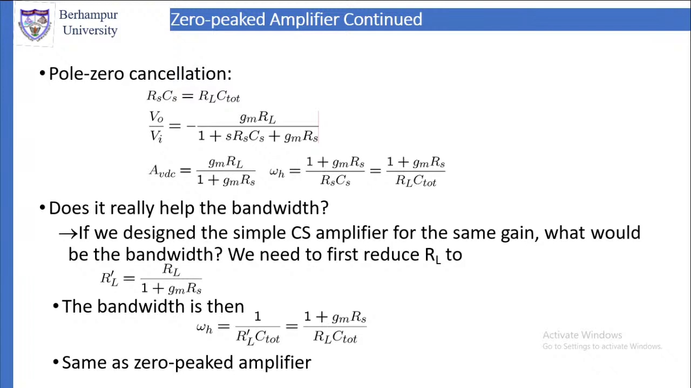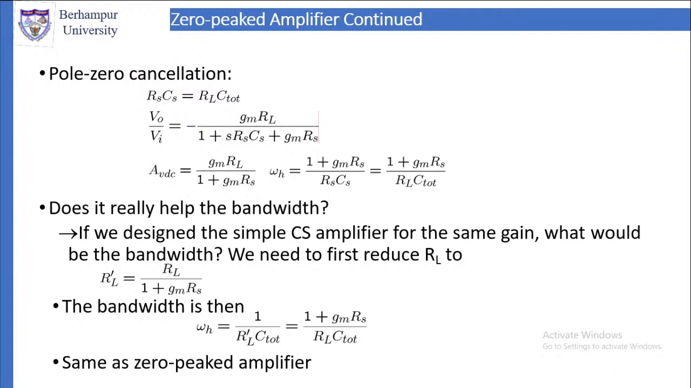Now, omega H is equal to (1 plus gm RS) by RS CS, that will be equal to (1 plus gm RS) by RL C total. That is it. Now if you look at this expression, can we say that this is actually increasing the bandwidth? Is it helping the bandwidth? If we design the simple common source amplifier for the same gain, then what would be the bandwidth? If we know that, then we know whether this is increasing the bandwidth or not.